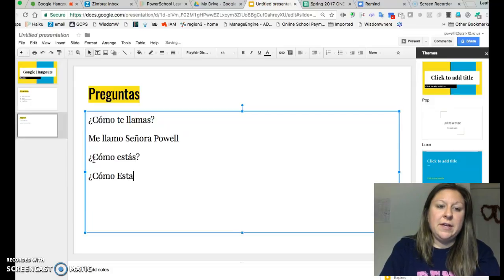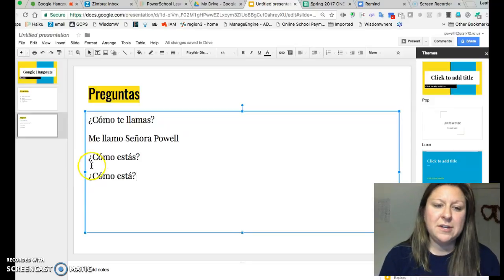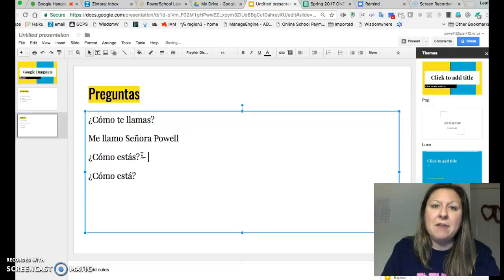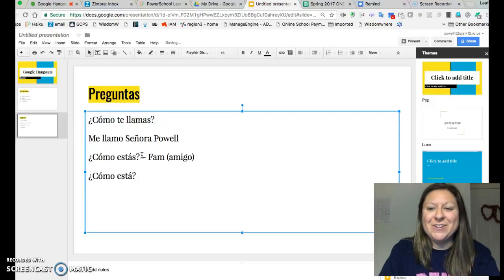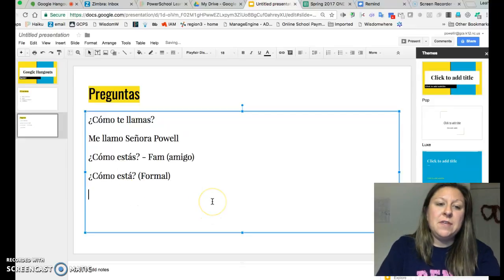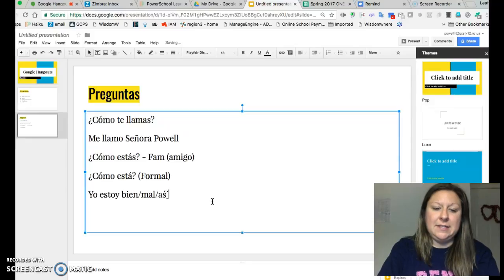Versus ¿Cómo está? Those both mean how are you, but that first one is asking how you are in a familiar way. So you would use that with family, or with someone that is a friend. And then the ¿Cómo está usted? you are going to use when talking to someone formal. Both of these you will answer with yo estoy bien, mal, así así, depending on how you are feeling.